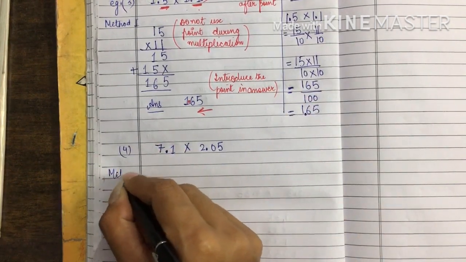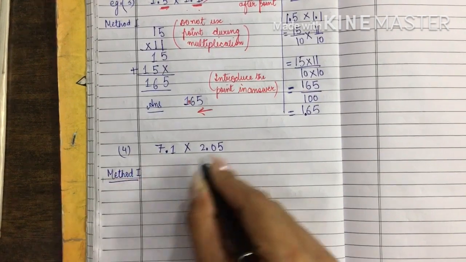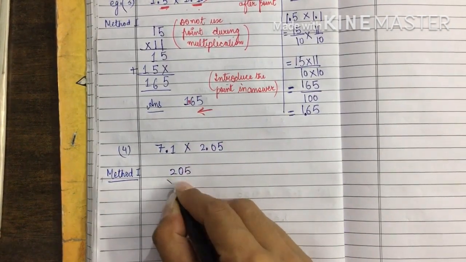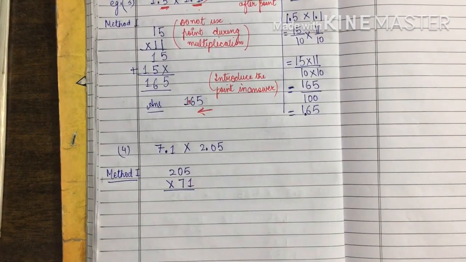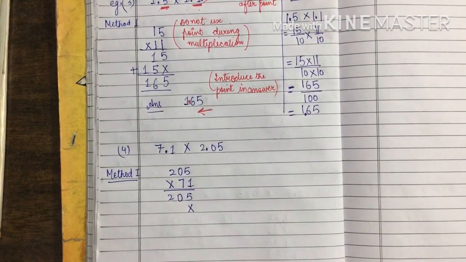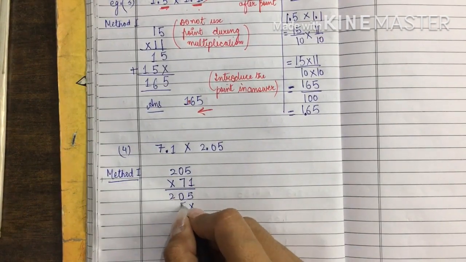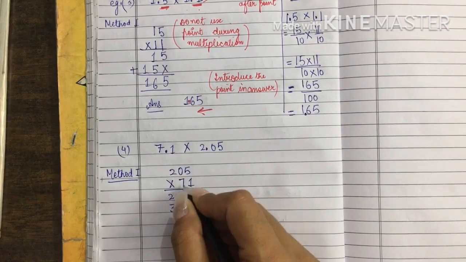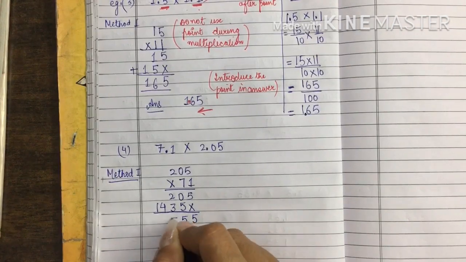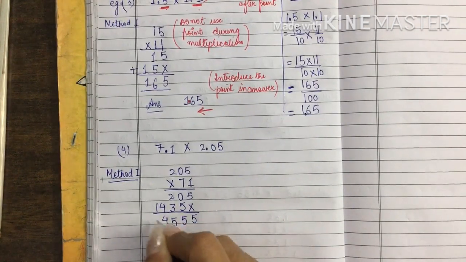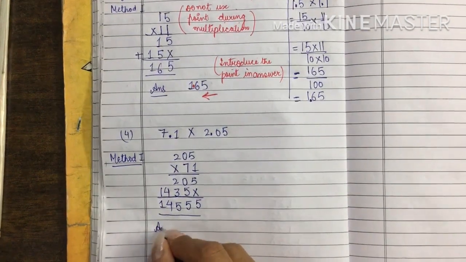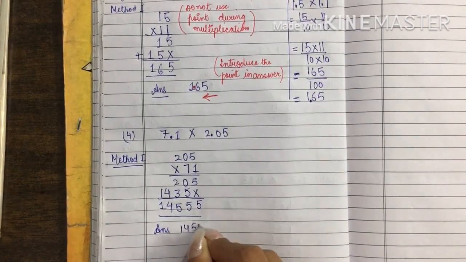So if I'm doing with the first method, what I'm supposed to do is multiply these but without points. So 205 multiplied by 71. Multiplying with 1 first, cross in the next line, multiplying with 7 now, 3 carried over, so 3 will be here. This will be 14,555. Now when I write my answer, I will put the point back.